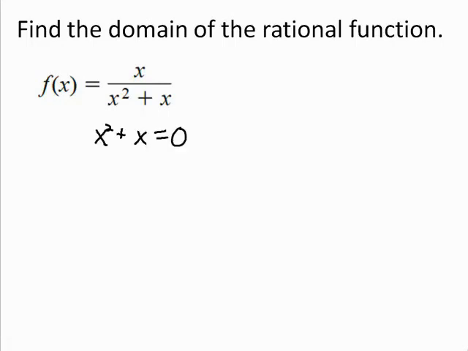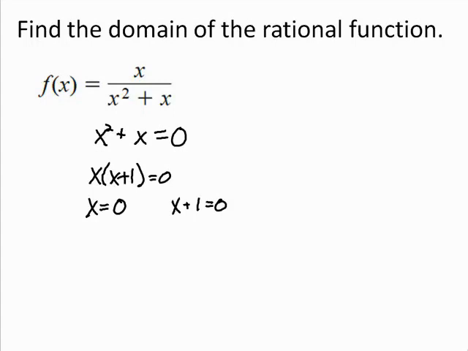X squared plus x equals 0. Factor an x out of the left side of this equation. X times the quantity x plus 1 equals 0. If either x or the quantity x plus 1 were equal to 0, then the entire left side of the equation would be equal to 0. Set each factor equal to 0 and solve for x.